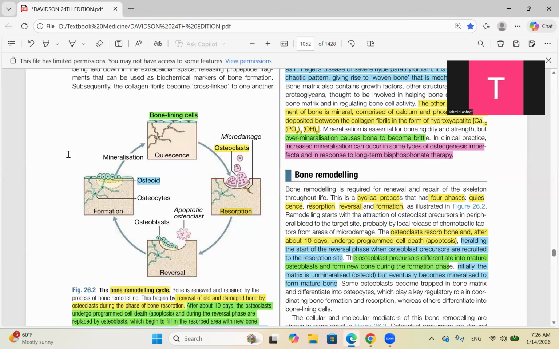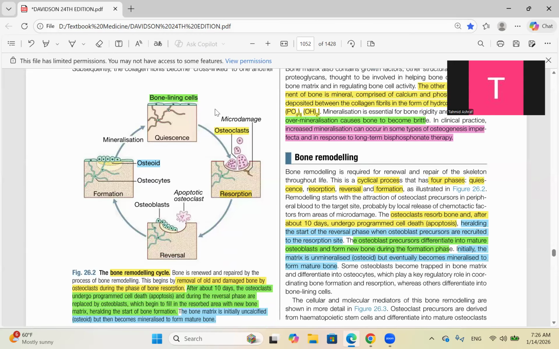Okay. So let's come to the life cycle of a bone. In the life cycle of bone, there are 4 main phases. One phase is the quiescence phase. Quiescence means sleep. The bone is sleeping. It is not active. It is neither building nor destroying anything. So this is called the quiescence phase.